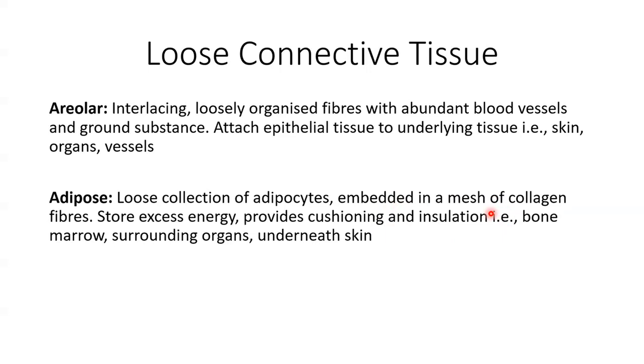So some examples are our bone marrow. So our yellow bone marrow is mostly adipose tissue, surrounding our organs like our heart and our kidneys, and then underneath our skin. So think our cheeks, our butt, our thighs, our arms all contain that adipose tissue.